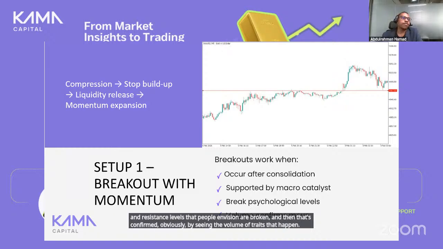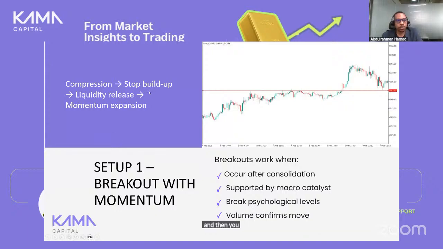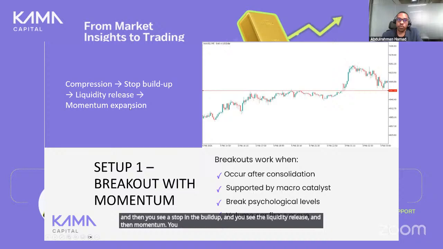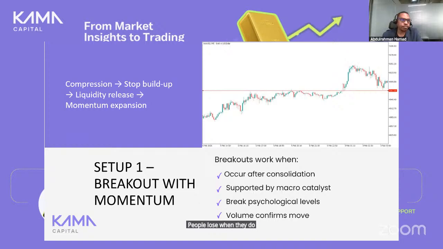To simplify it, you see some compression, then you see a stop in the buildup, and you see the liquidity release and then momentum. You should always trade with the momentum, follow the momentum, not try to trade against it, because most of the time what we've observed is that people lose when they do that.